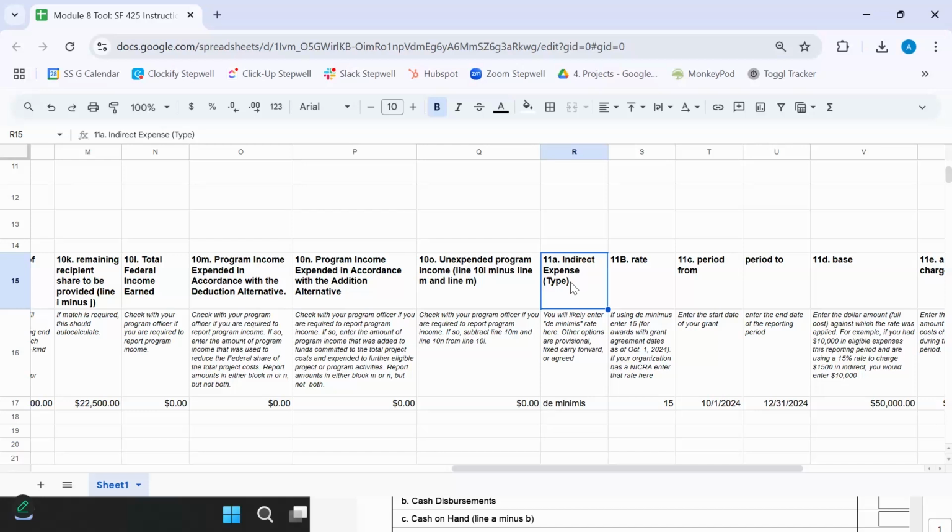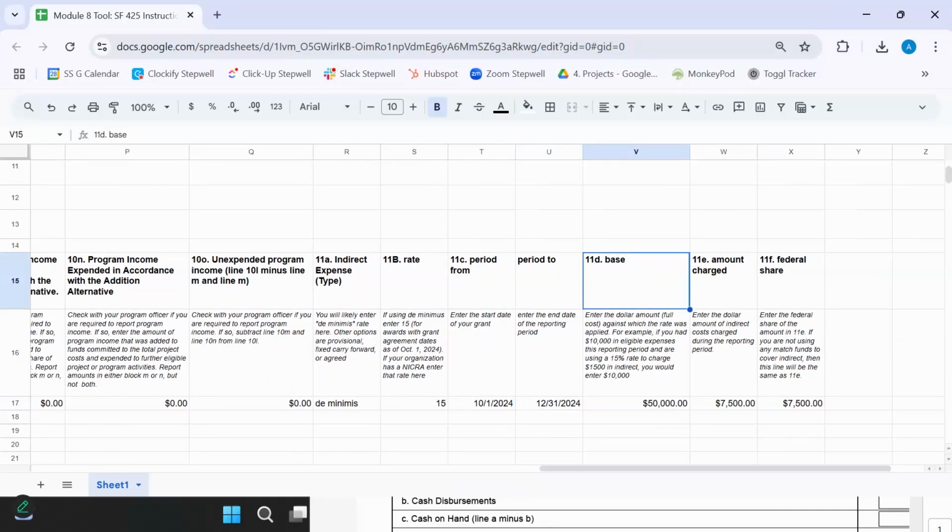Very Good Farms is using the de minimis indirect rate, 15%. In box 11A, I will put de minimis. In box 11B, I will put 15. In 11C, I will enter the start date of the award, and in box 11C, I will enter the end date of the reporting period. So for this example, it's 10/1/2024 through 12/31/2024.